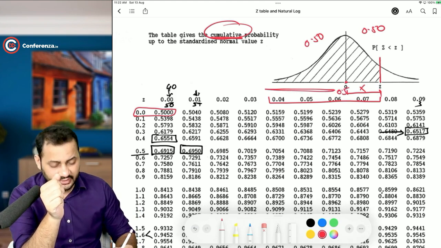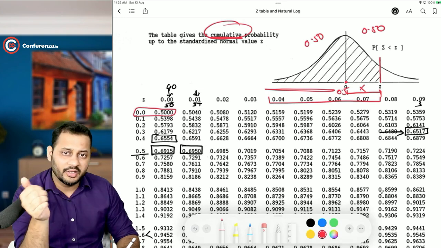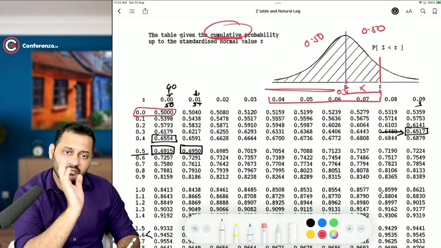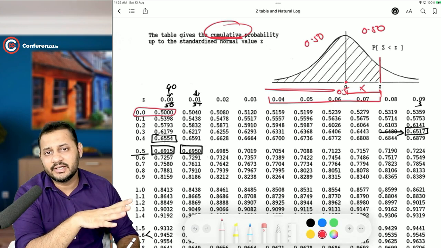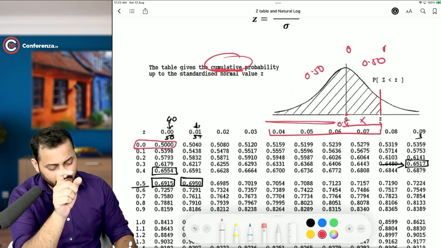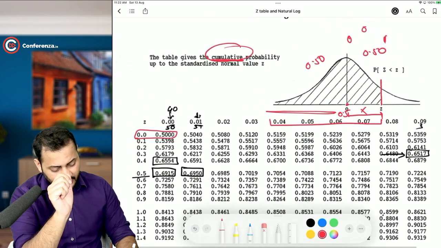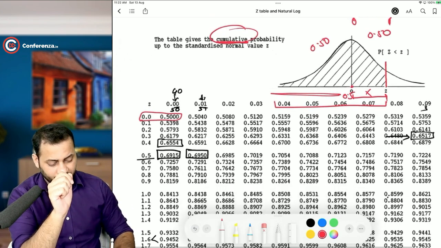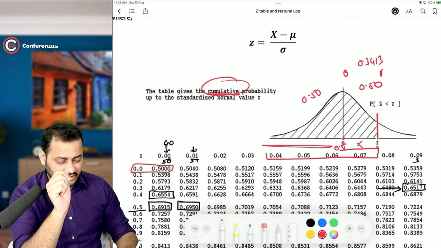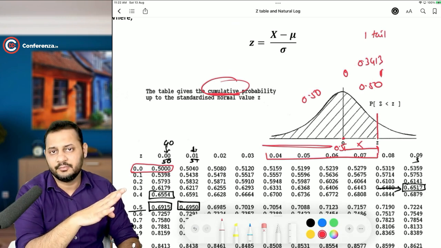This entire area we are already considering as the 50% probability of the left side. So whatever the value on the right side of 0 to 1 is, if you calculate the probability of 0 to 1 standard deviation, it will be something like 0.3413. Okay, this is only one tail, one side.